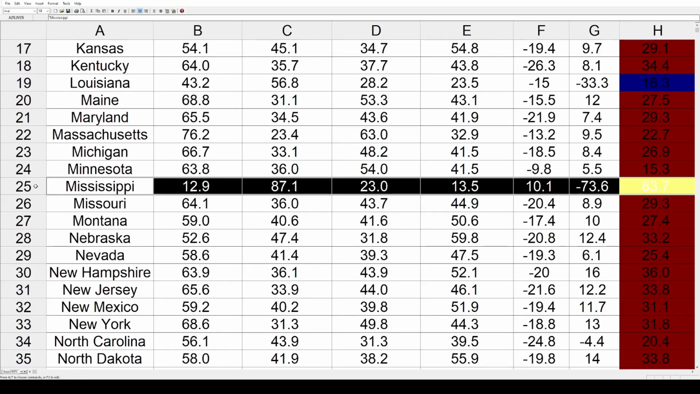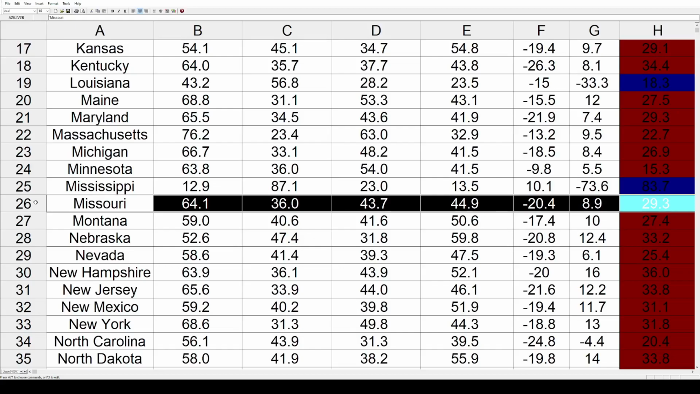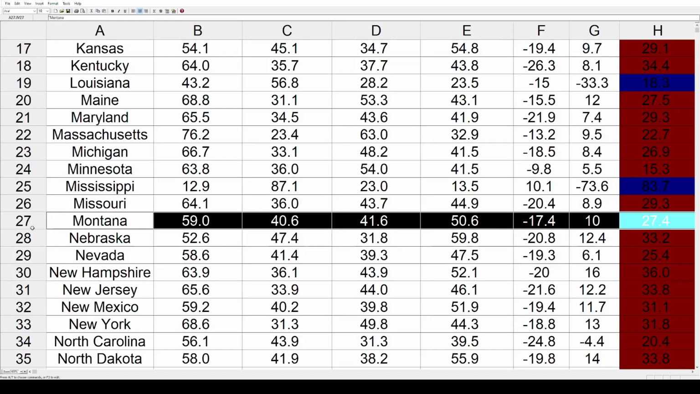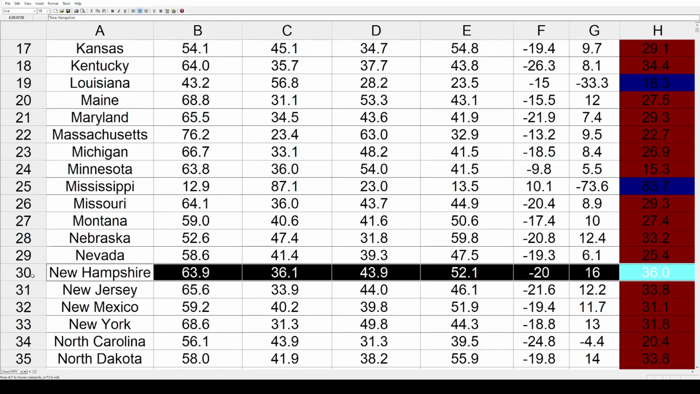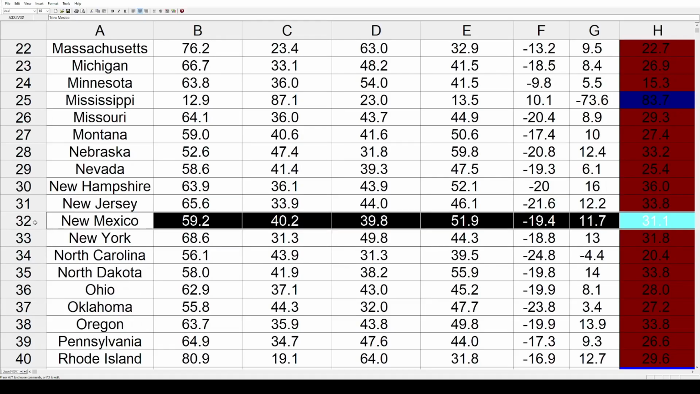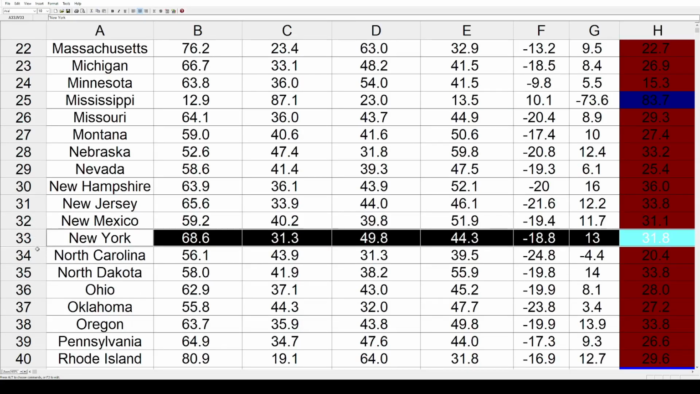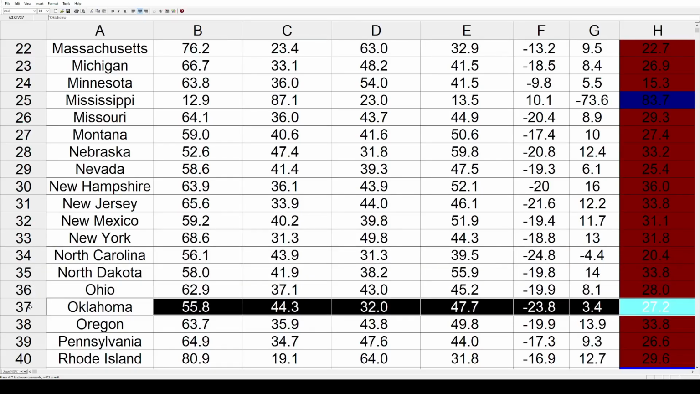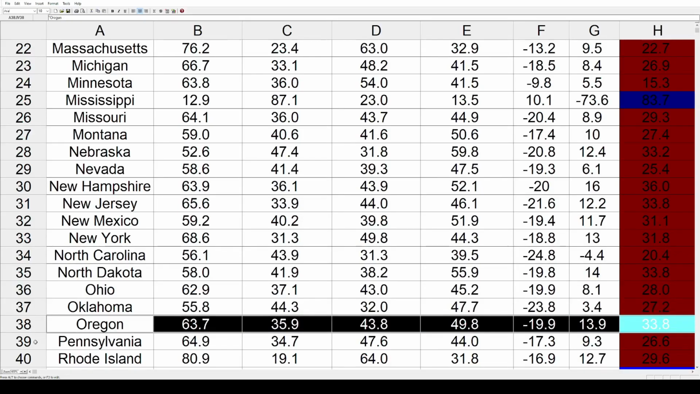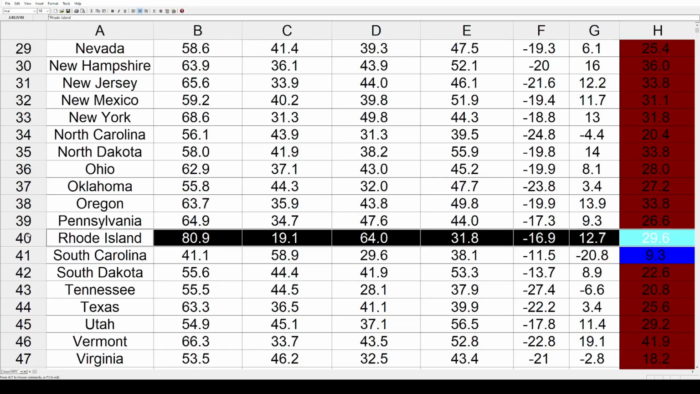Next in Mississippi, it's another anomaly due to George Wallace in 1968, and that had probably the biggest shift we've ever seen out of every shift I've ever done, 83.7% away from the Republicans and toward the Democrats. Missouri is back in the red column by 29.3%, Montana 27.4%, Nebraska 33.2%, Nevada 25.4%, New Hampshire an even 36%, New Jersey 33.8%, New Mexico 31.1%, New York 31.8%, North Carolina 20.4%, North Dakota 33.8%, Ohio 28%, Oklahoma 27.2%, Oregon 33.8%, Pennsylvania 26.6%, and Rhode Island 29.6%.